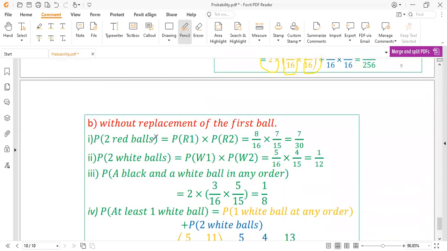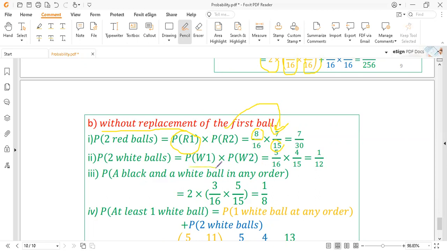What is the difference between with replacement and without replacement? Without replacement, if at the first stage we selected a red, then in the first stage we had 8 reds, but we selected a red. So we start the second stage with 7 reds from 15 balls, because we selected 1 ball before. This is the difference between with replacement and without replacement.